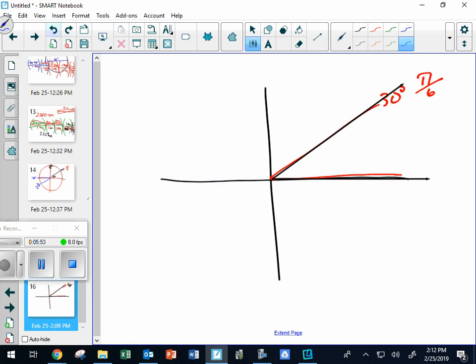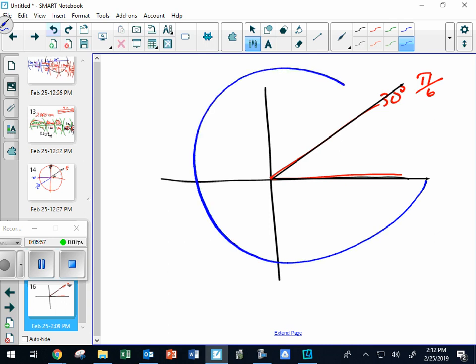Okay, another answer that was right was negative a whole bunch of pi over 6's. How many? Well, negative 6 pi over 6 would have got me to here. And then you just keep going, and it ends up being negative 11 pi over 6. Raise your hand if you had that one right. Very nice.